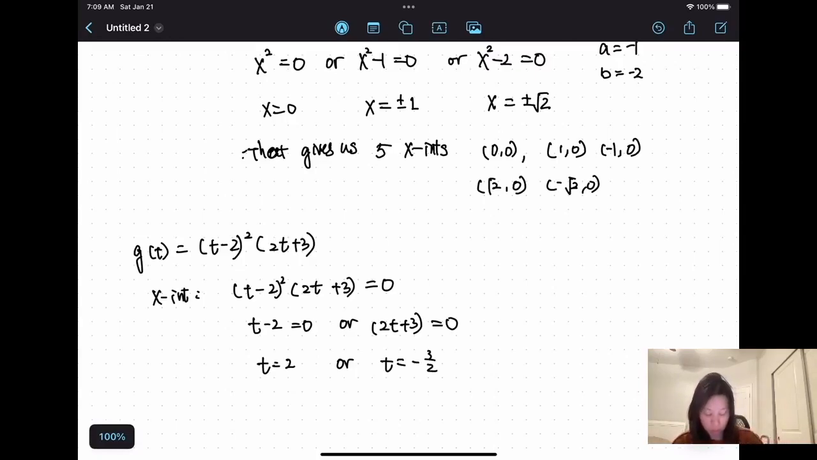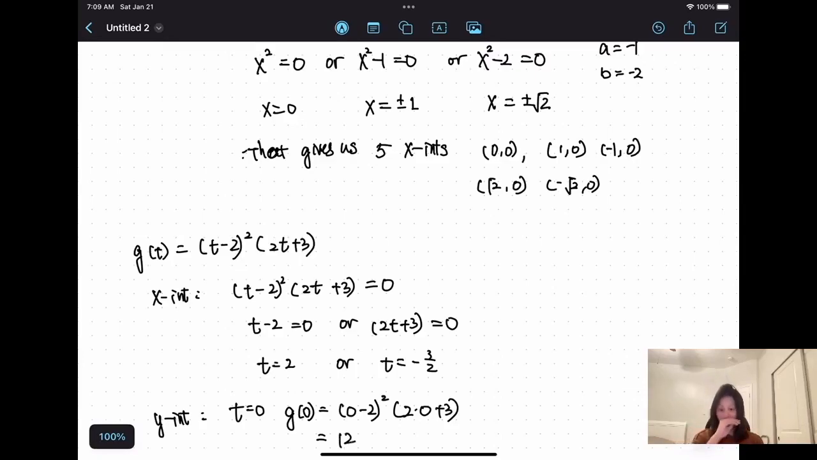Well, we haven't found our y-intercept, which is our vertical intercept. For the vertical intercept, we need to plug in x, or t in this case, equal to 0 into the function. So when t equals 0, we have g of 0 equals (0 minus 2) squared times (2 times 0 plus 3). So this is equal to 12.